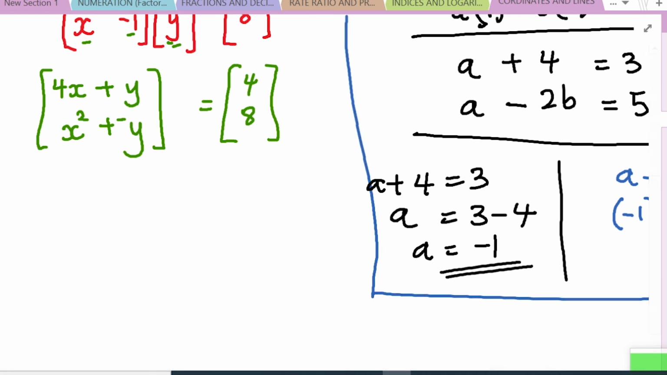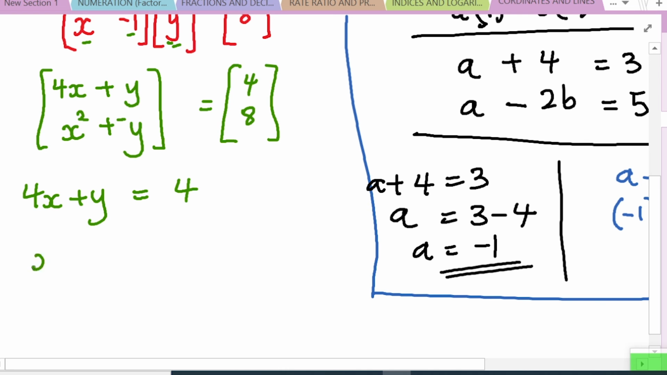So from there, what we can gather is this. We have two equations: 4x plus y is equal to 4, and x squared minus y giving us 8. All we have to do is solve the two simultaneously.